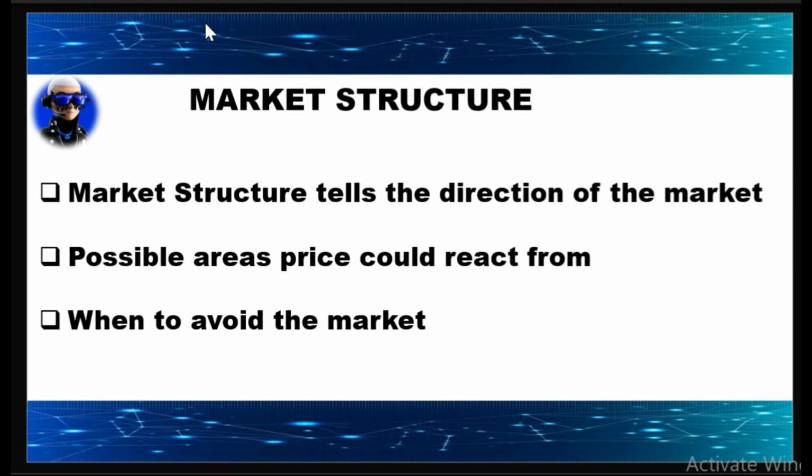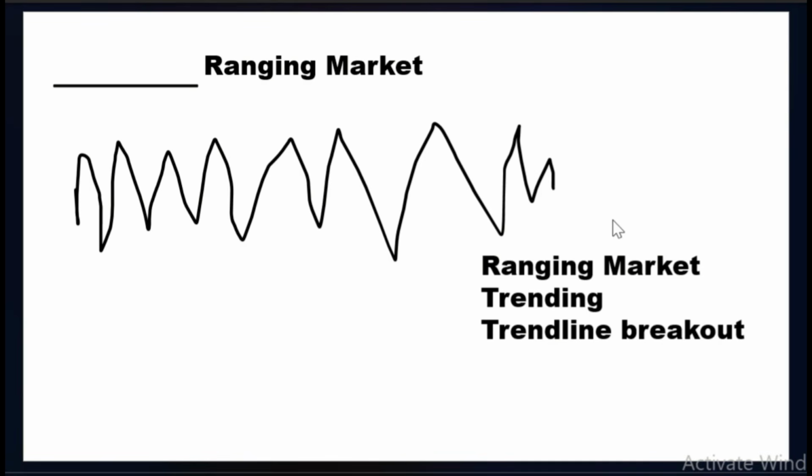So, it also helps us to know when to avoid the market. Yeah, not doing anything is also a trading strategy. So market structure will tell you when not to trade, when to just stay off the market until there is a proper trading opportunity. Okay, so three things to note about market structure. We have a ranging market, we have a trending market, and we have a trend line breakout. So I think these are three concepts we are going to work with.